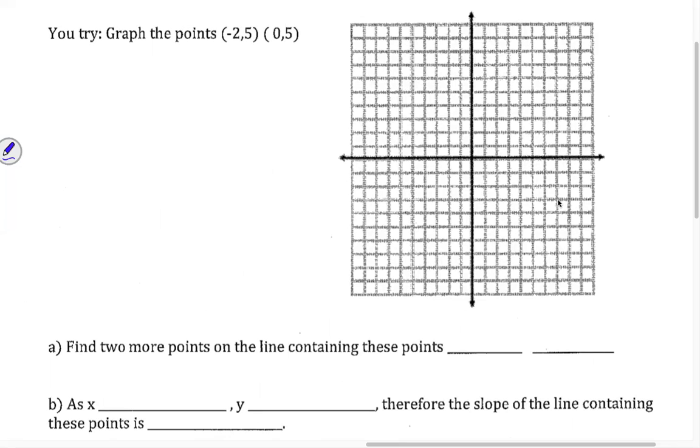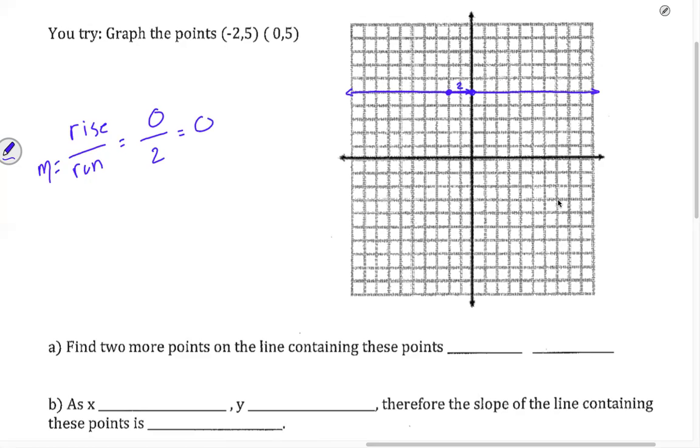Now, it says you try, but you're at home, so we're going to do it together. (-2, 5), that's going to be 1, 2, 1, 2, 3, 4, 5. And (0, 5). Ooh, look at that. Well, what the heck do I do here? Well, let's connect those. I can see I have a horizontal line. Let's calculate that slope of rise over run. Rise, well, how do I get from here to here? Didn't go up any. When I ran over 2, 1, 2. 0 over 2 is 0.